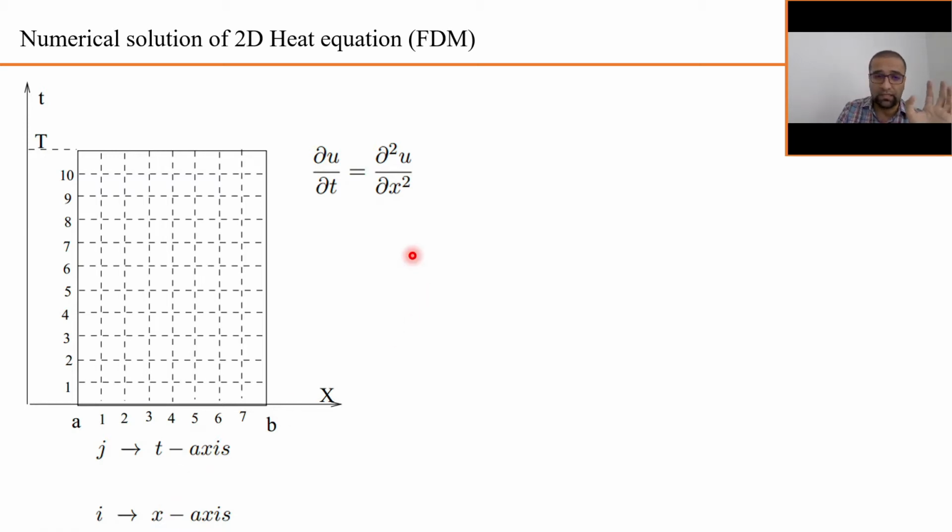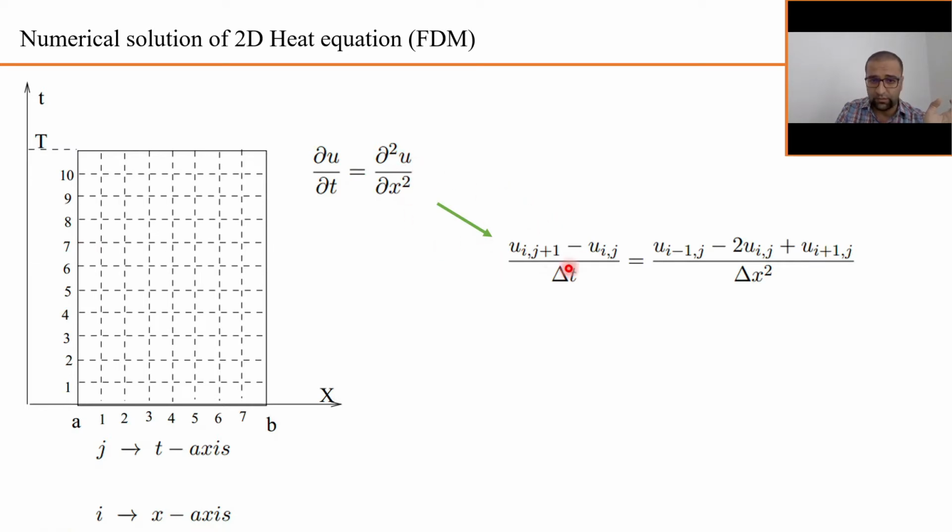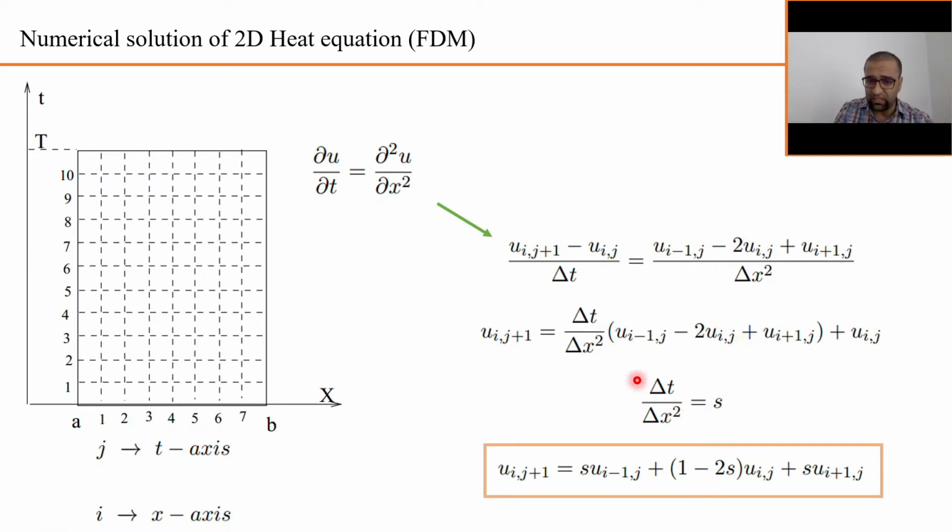Using the finite difference method, we can write this partial differential equation like this: u(i, j+1) minus u(i, j), divided by delta t, should be equal to u(i-1, j) minus 2u(i, j) plus u(i+1, j), divided by delta x squared. Here delta t is our time step, and delta x is our step in space, in the x direction. If I multiply both sides by delta t and define s as delta t divided by delta x squared, we get this simplified equation: u(i, j+1) equals s times u(i-1, j) plus (1 minus 2s) times u(i, j) plus s times u(i+1, j).